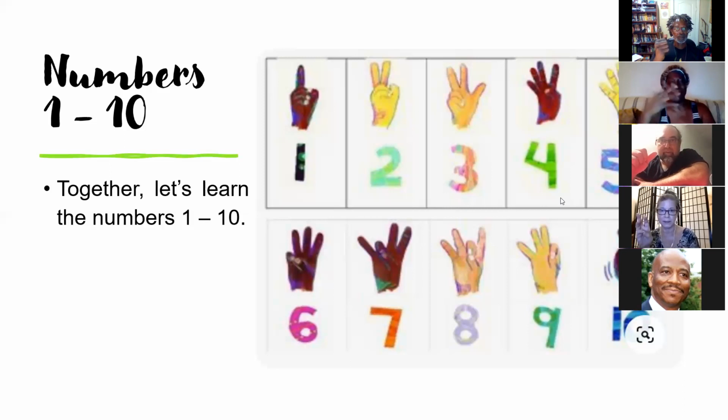16. 17. 18. 19. 20. This is also the sign for bird.